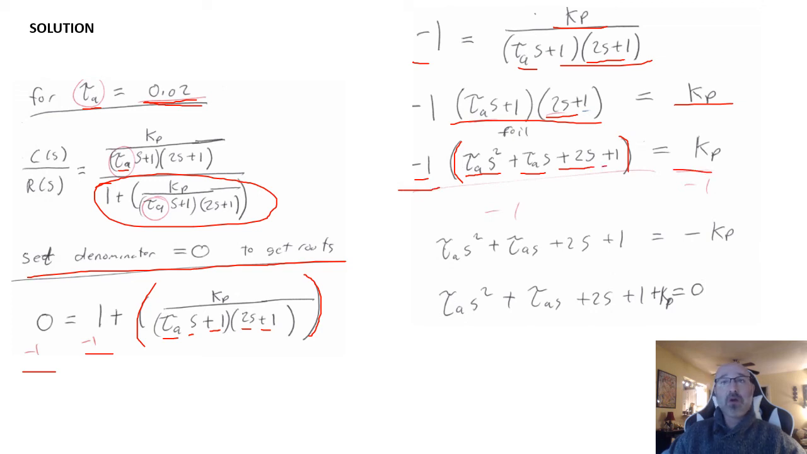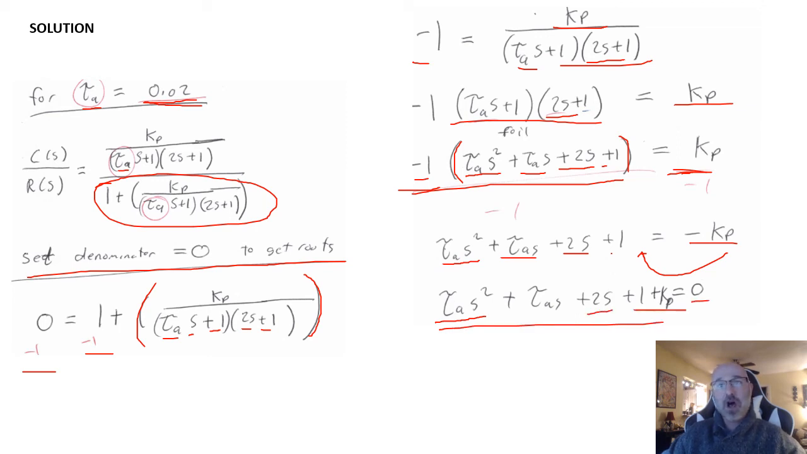Well, let's get our 1 over to the other side here. So we're going to move that over to the other side by dividing by a -1 on both sides of our equation there. And we end up with tau A S squared plus tau A S plus my 2S plus 1 is now equal to -KP. So I'm going to move my -KP over here and set the whole thing equal to 0. So I end up with this relationship here. We have tau A S squared plus tau A S plus 2S plus 1 plus KP is equal to 0.